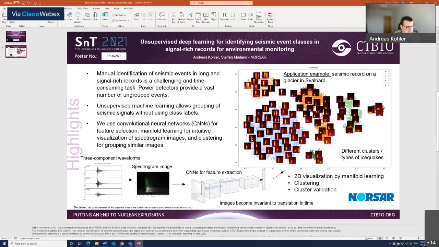So in summary, we think that the combination of different methods which we explore in this study provides seismologists with a very useful toolbox to explore unknown records. And please have a look at the e-poster for more details and ask me if you want to know more about this approach. Thank you.